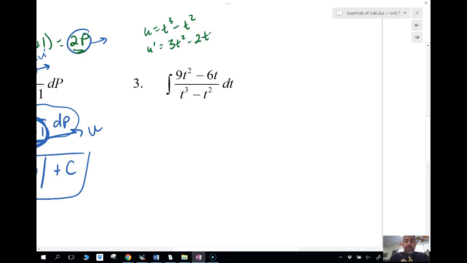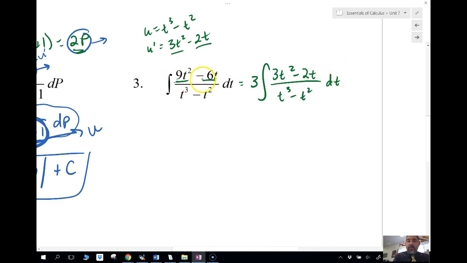Well, that is very similar to what I have right here, right? I have 3t squared and I have 2t. Well, if I factor out a 3 from the top, I'll end up with what I need for my hook. Excellent. So that's what I'm going to do. I'm going to factor out a 3. And I'm going to have 3t squared minus 2t over t cubed minus t squared.